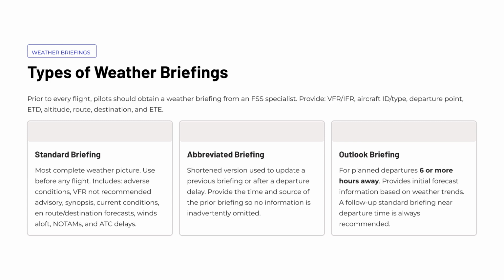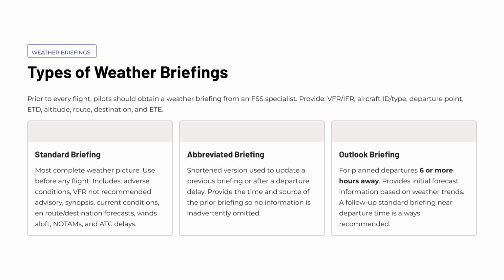Before every flight, you should obtain a weather briefing from a flight service station specialist. When you call, be prepared to provide essential information. Whether you're flying VFR or IFR, your aircraft identification and type, departure point, estimated time of departure, planned altitude, route of flight, destination, and estimated time en route. This helps the specialist tailor the briefing to your specific flight.